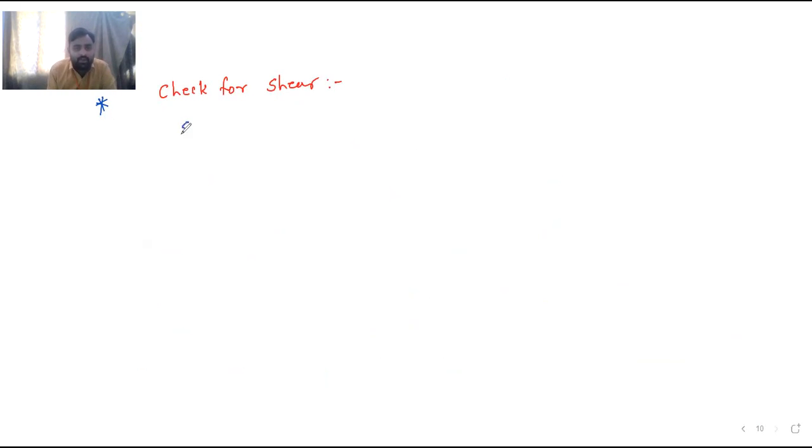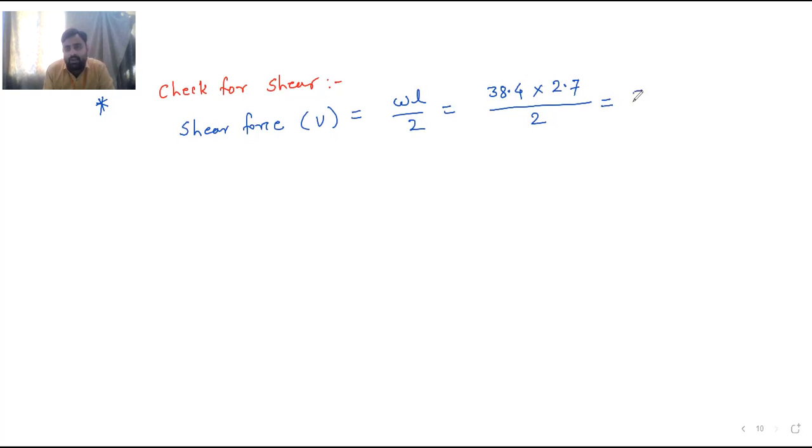So first calculate the shear force. V is equal to WL by 2. W, you have already calculated, the intensity is 38.4. You can refer to the previous steps. The span we have also calculated as 2.7 for the stem. Intensity is 38.4, span is 2.7, divided by 2. If you solve this, you will get the shear force as 51.84 kilonewton.